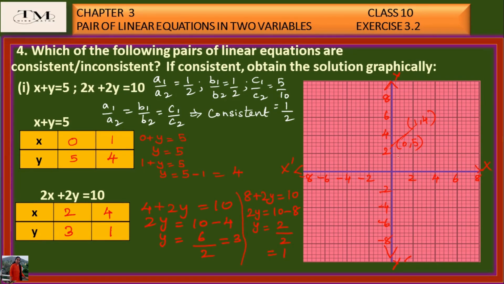I'm sorry, I marked the points wrongly. So let me erase.